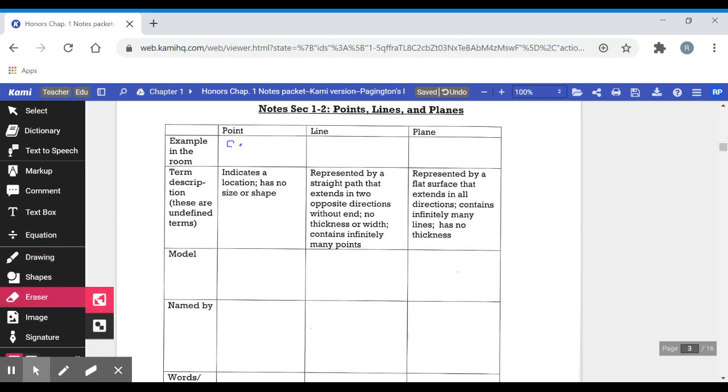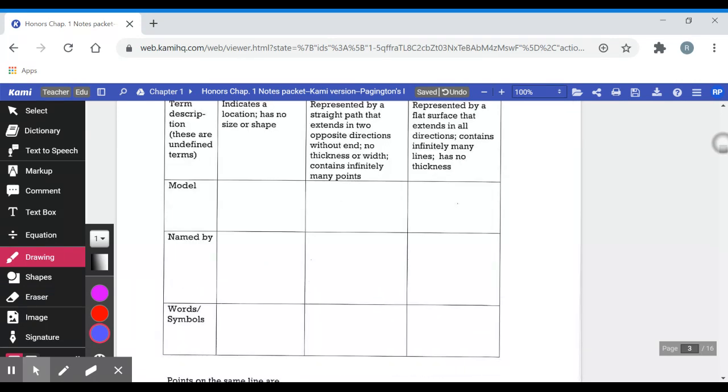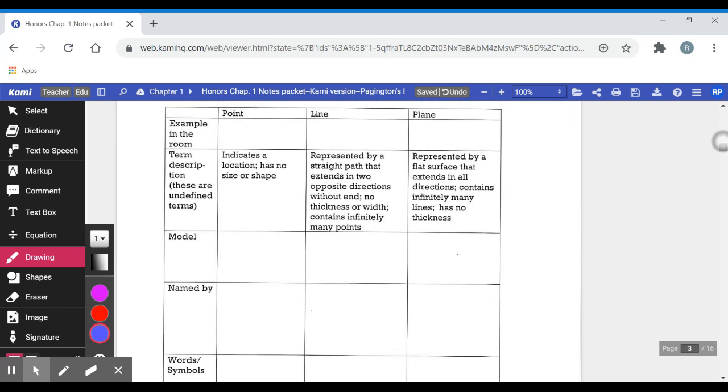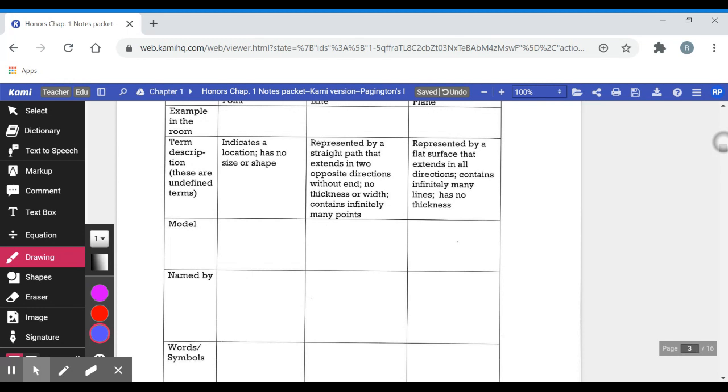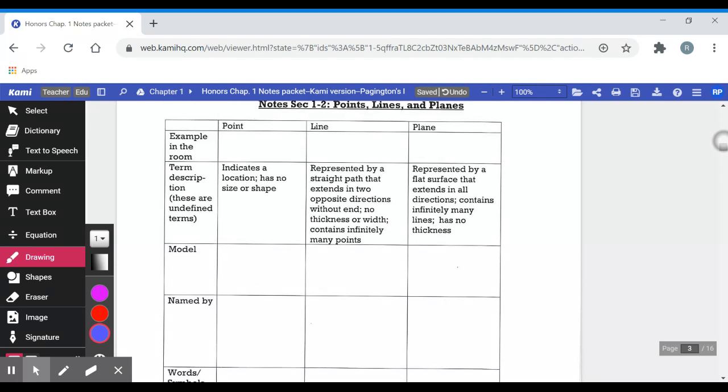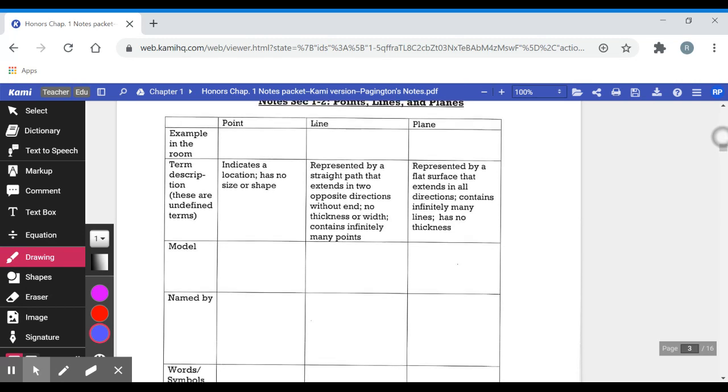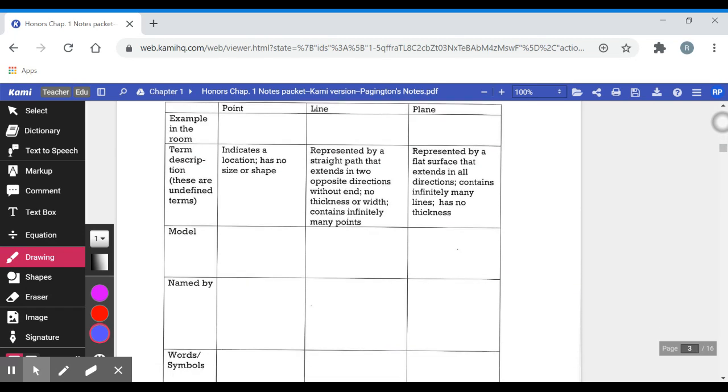Actually, I am going to move this up a tad bit. I'm trying to get used to writing on my screen here. So let me move this up a tad bit, so that we can see everything down below. There we go. That's where I want it.